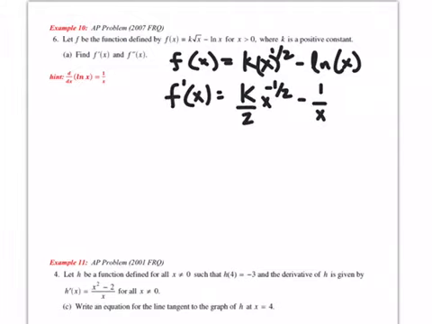If you take a look here, I rewrote it as k times x to the 1/2 minus natural log of x. The derivative would be k times 1/2, which is k over 2, x to the negative 1/2, minus 1 over x.